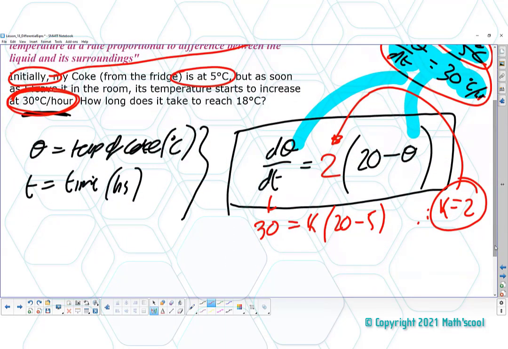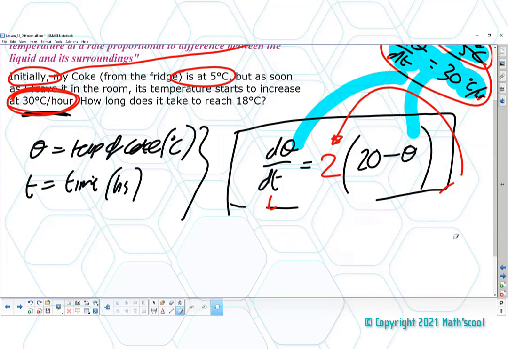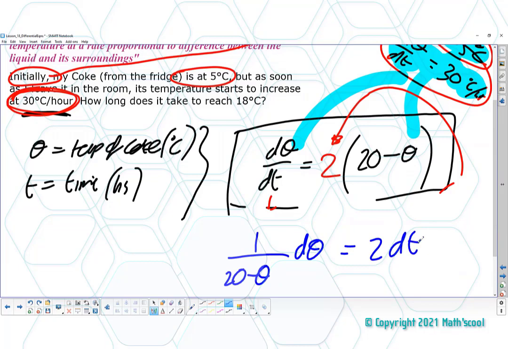Once you found out what K is, you can separate your variables. And put a big integral sign at the front. Then you can integrate both sides. You get a constant of integration. No need to, but if you do it, it's fine.